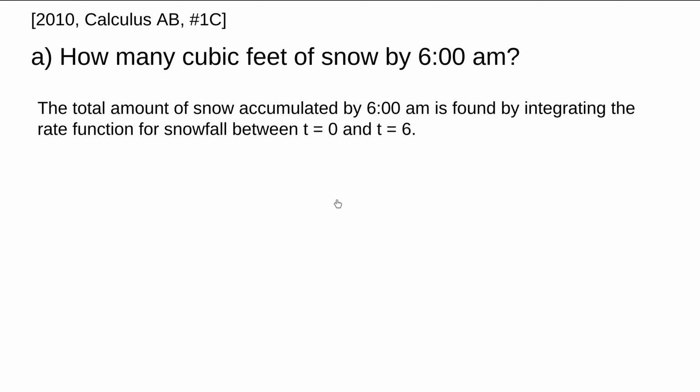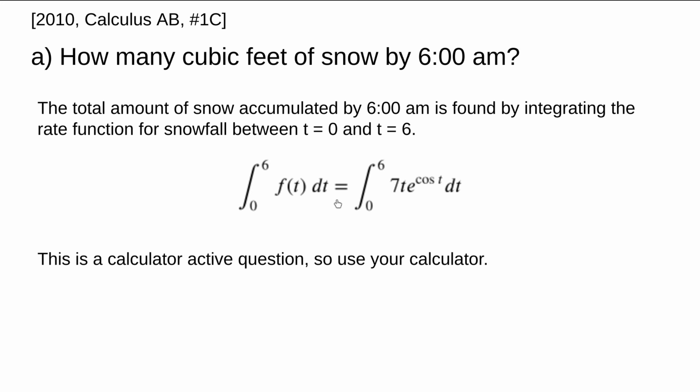Now it's important to understand here that at 6 a.m. Janet begins to remove snow, so at least up until 6 a.m. we do not need to account for that. All right, so the calculus that we do have to do here is the integral from 0 to 6 of the given function f of t dt, which is the integral from 0 to 6 of 7t times e to the cosine t. And since this is calculator active, we're going to use our calculator to do this. And it turns out that approximately 142.275 cubic feet of snow has fallen on the driveway by 6 a.m.